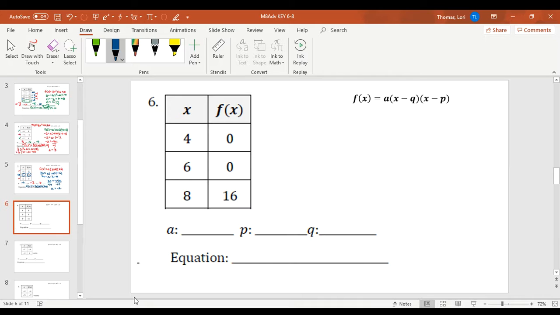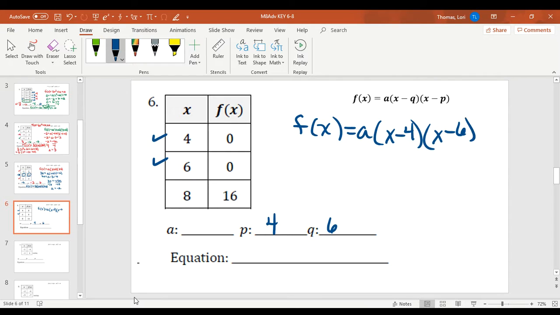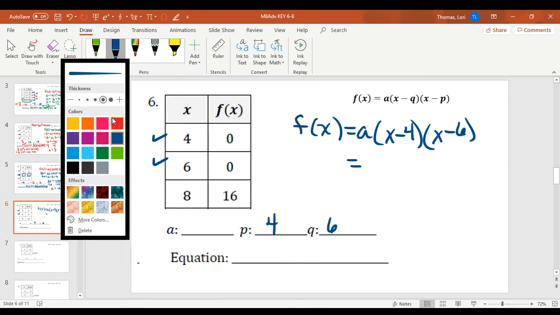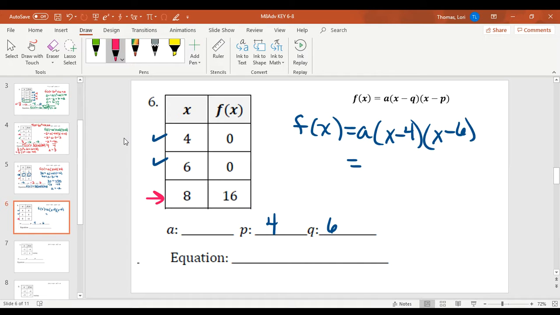Last one for factored form, my p and my q. And let's plug it in. X minus 4, x minus 6. So now we are going to plug in 8, 16. So x is 8. And we have 8 minus 4 and 8 minus 6.